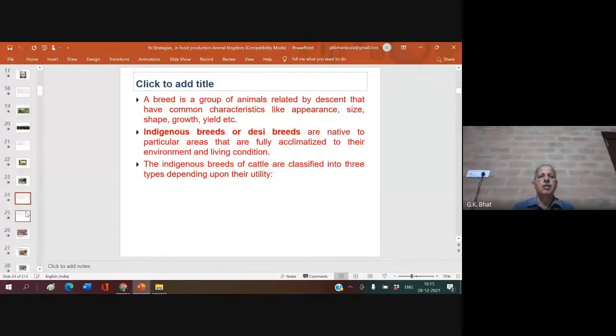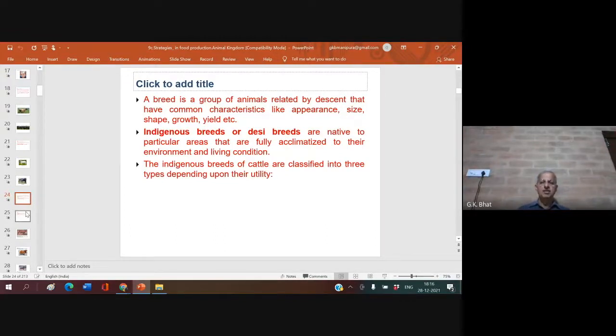A breed is a group of animals related by descent, generation after generation, that have common characteristics like appearance, size, shape, growth and yield. Generally, a question is asked in the board exam: what is a breed? A breed is a group of animals related by inheritance, generation after generation, with common characteristics like appearance, size, shape, growth, yield. These breeds are of two types. One is the indigenous breed, or desi breed, or local breed. That is the breed found in our place only. You can't expect this breed to be present in England, in Delhi, or in Australia.